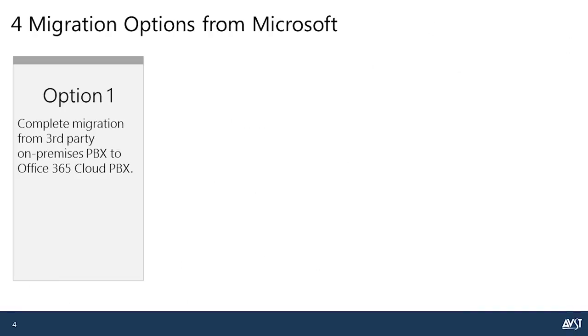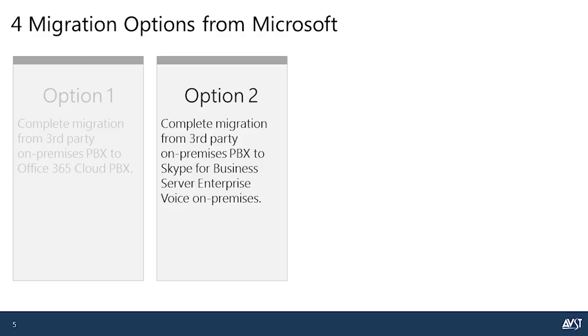So what are the options? Option one, complete the migration from that third-party PBX over to a Microsoft solution. So Microsoft's top choice on that, Office 365 Cloud PBX. If you make that move, then this situation will no longer apply to you. Option number two, complete the migration from that third-party PBX to an on-premise Skype for Business.